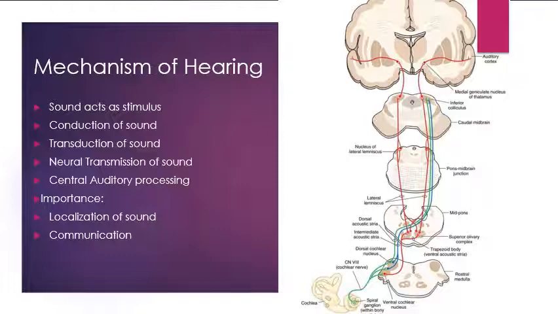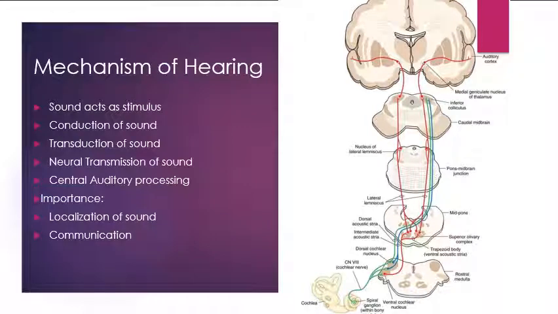The bipolar cells have dendrites which innervate the hair cells, and the axons of these bipolar cells form your cochlear nerve. From the cochlear nerve it will traverse to the dorsal and ventral cochlear nuclei, and from there crossed and uncrossed fibers will traverse through the superior olivary complex. Then it passes through the inferior colliculus, the medial geniculate nucleus of the thalamus, and ultimately to the auditory cortex, which is area 41 of the Brodmann classification. So that is your neural transmission of the sound and central auditory processing.